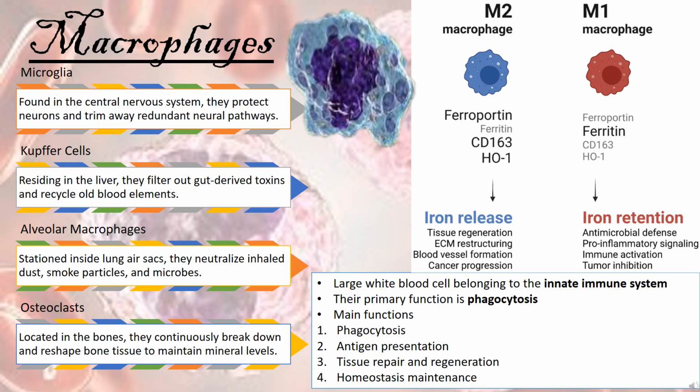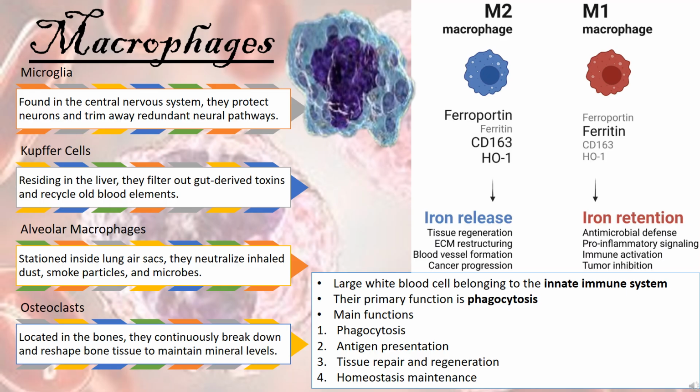Microglia, found in the central nervous system, protect neurons and trim away redundant neural pathways. Kupffer cells, residing in the liver, filter out gut-derived toxins and recycle old blood elements. Alveolar macrophages, stationed inside lung air sacs, neutralize inhaled dust, smoke particles, and microbes. Osteoclasts, located in the bones, continuously break down and reshape bone tissue to maintain mineral levels.